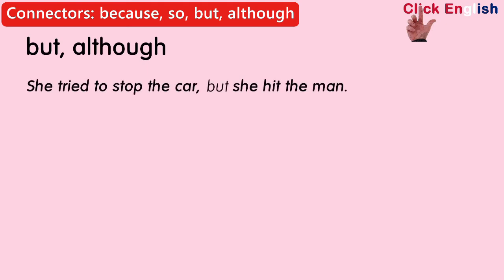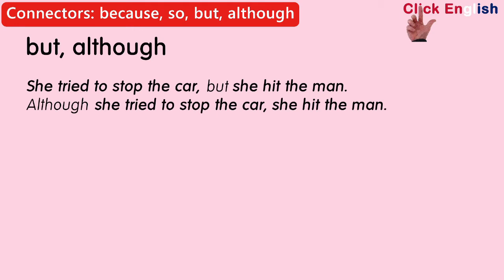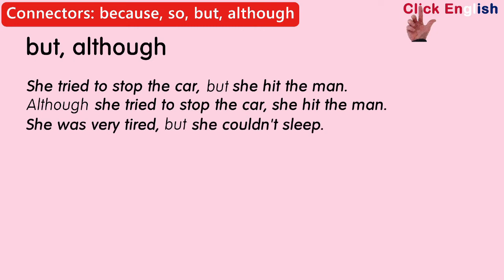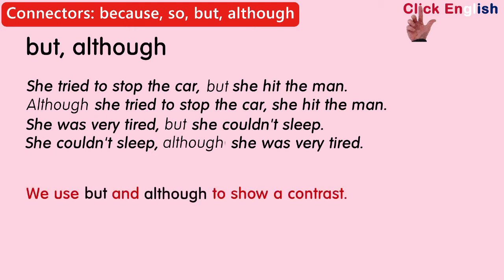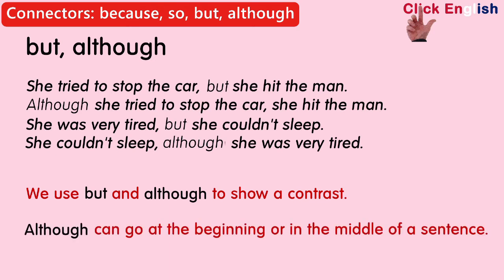She tried to stop the car, but she hit the man. Although she tried to stop the car, she hit the man. She was very tired, but she couldn't sleep. She couldn't sleep, although she was very tired. We use but and although to show a contrast. Although can go at the beginning or in the middle of a sentence.